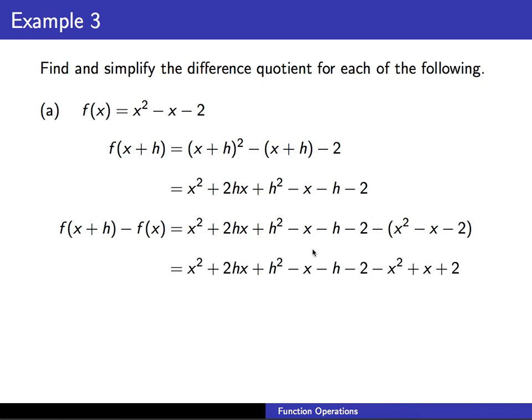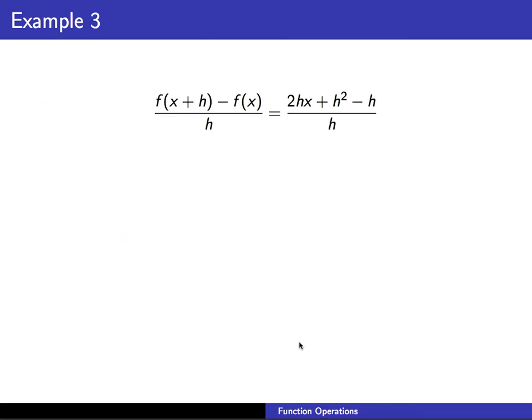So when we do that, we get the f of x plus h result minus x squared plus x plus 2. And what we'll notice here is the minus x squared is going to cancel out this x squared, the plus x is going to cancel out this minus x, and the plus 2 is going to cancel out this minus 2. So we'll get rid of some terms, and all that'll be left after we cancel out the x squared, the x's, and the 2's is 2hx plus h squared minus h. So 2hx, h squared, and minus h.